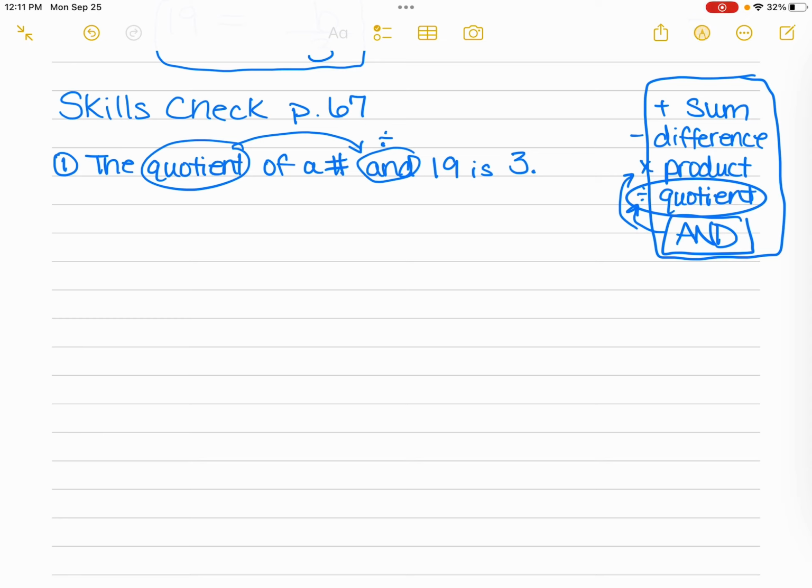So I have the quotient of a number. Remember, we're going to call that n. And, so this is where my division sign comes. But I'm going to do my division sign like that. And 19 is 3, so equals 3. So that's what you should have gotten for number 1. Okay, let's go on to number 2.